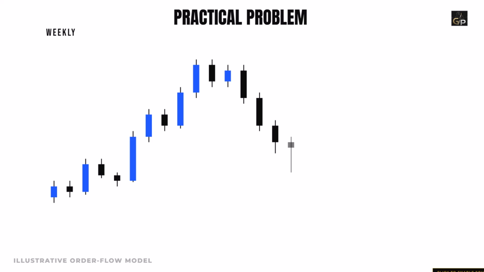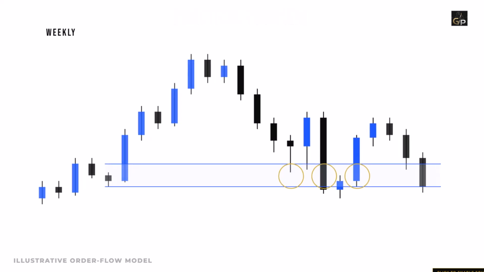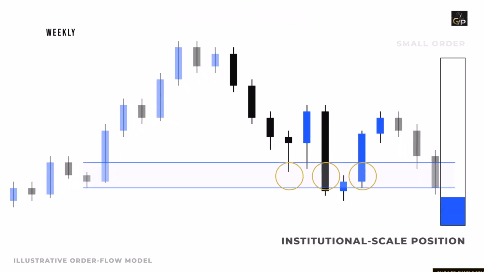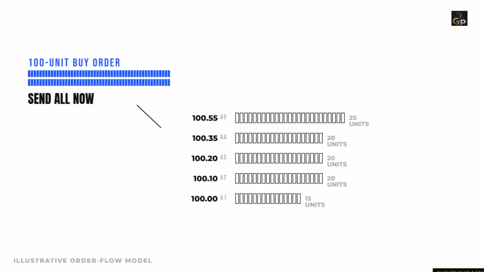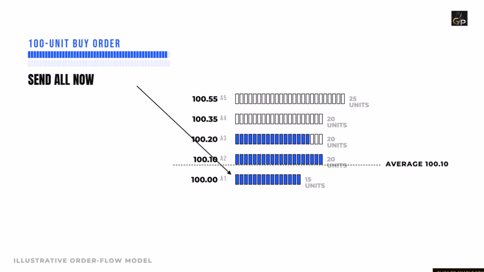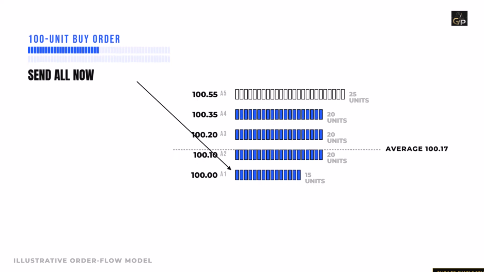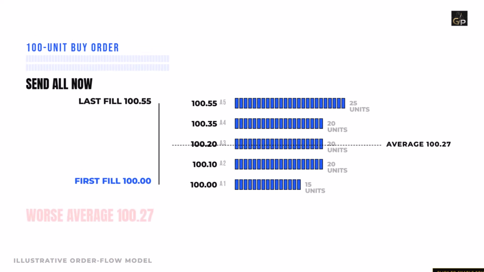To get at what's really going on, it helps to think about the practical problem faced by anyone trying to fill a genuinely large order. Suppose an institution wants a position that represents a meaningful share of what actually trades in that pair in a day. They can't simply send that order into the market, because if they did, they would consume every available offer and push the price up against themselves with each additional unit. The first part of the order would fill at a good price, and the last part would fill at a terrible one, and the average would be far worse than where they started.